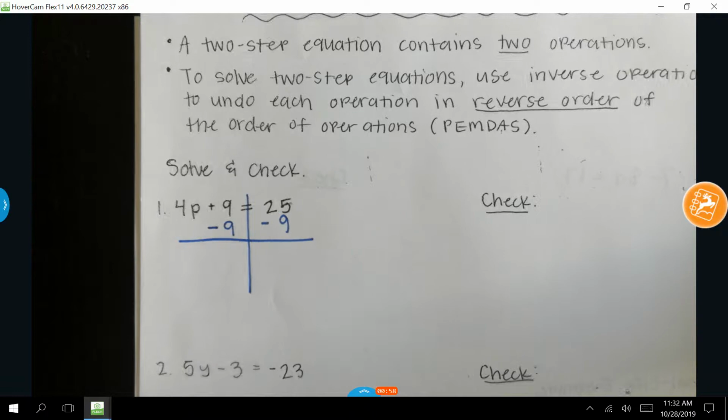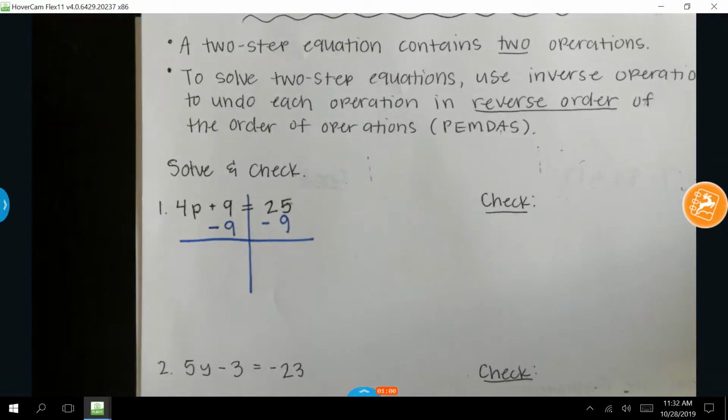Did you have to put the negative 9 on both sides, or did you put it on one? No, you have to put it on both.